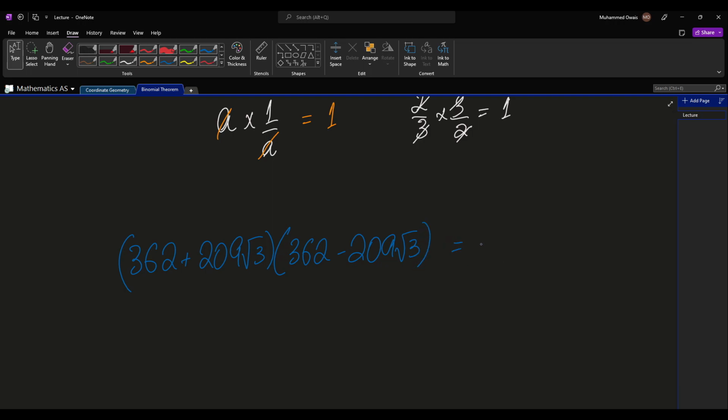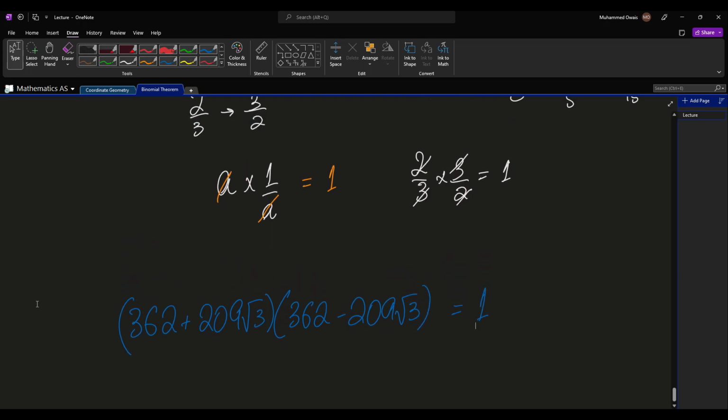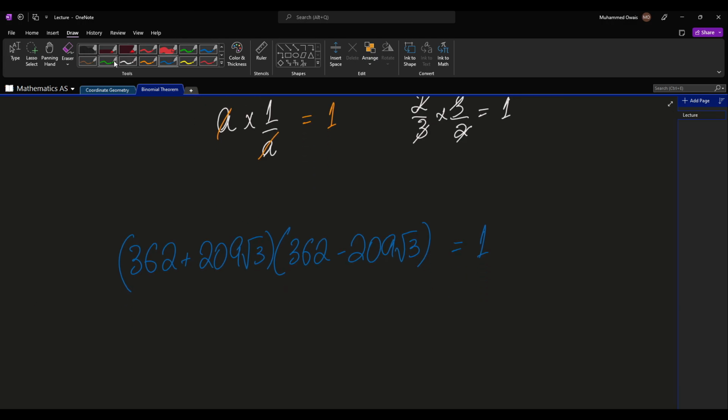And this should give us an answer of 1. So what I can do is start multiplying these terms. 362 into 362 would give me 131,044. And now when I multiply 362 with this, it would give me 362 into 209.